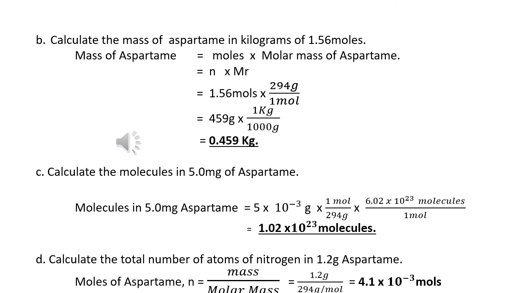In calculating the total number of atoms of nitrogen in 1.2 grams of aspartame, the steps are: change mass to moles. Change moles to molecules. And we know that one molecule of aspartame has 2 atoms of nitrogen. The factor method is a very simple way of performing calculations in chemistry.